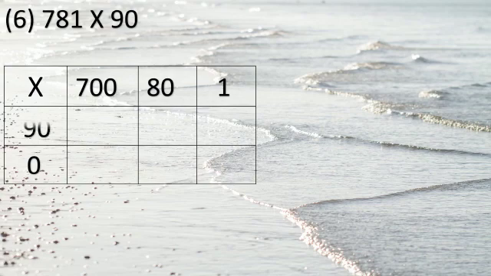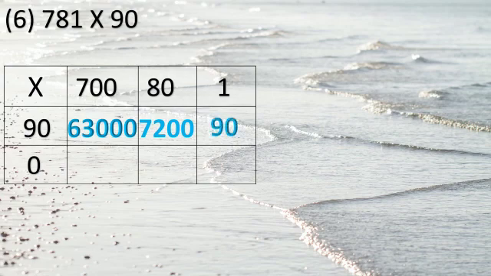Units place 9, tens place 90. Okay, now let us do the multiplication. 9 sevens are 63 and those 3 zeros. So 90 multiplied by 700 is 63,000. 9 eights are 72 and those 2 zeros. So that is 7,200. And 90 ones is 90.